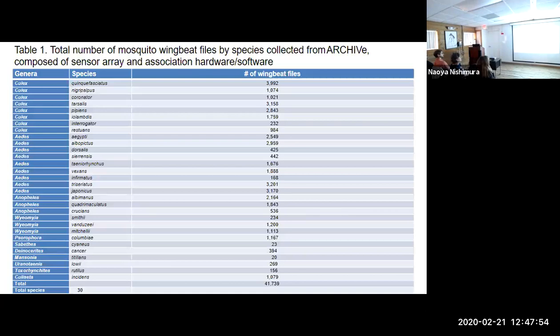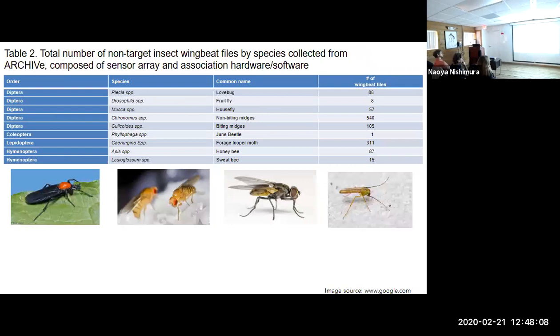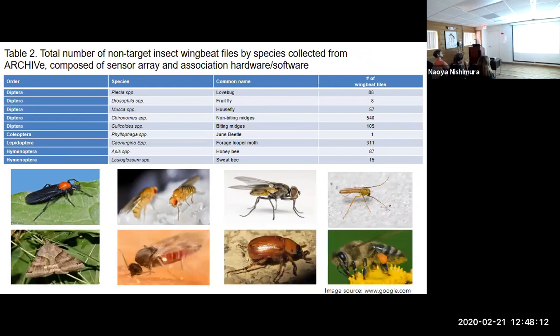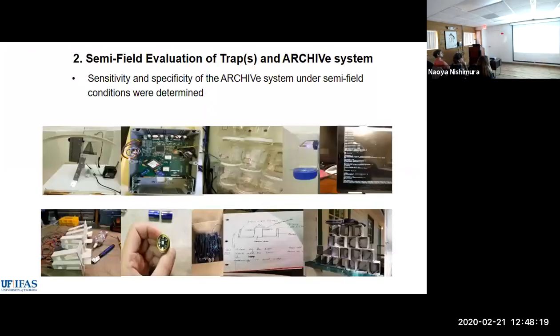And then we built the mosquito wing beat profiling from 11 genera and 30 mosquito species, which no one has ever done before. We are so proud of ourselves. We also collected additional wing beat profiles from other non-target insects to increase our trap efficacy. Several systematic and structural modifications followed. We conducted multiple experiments in the field and semi-field.